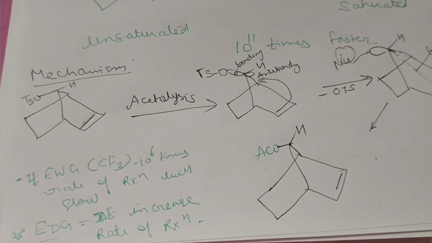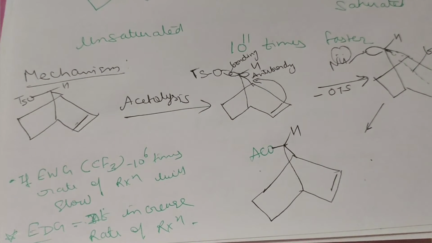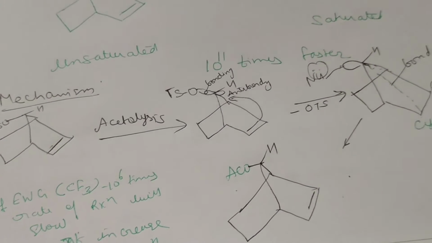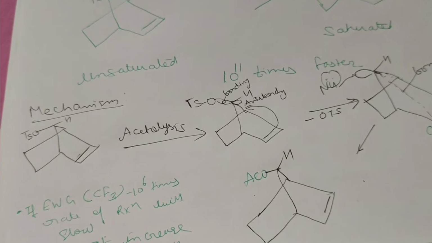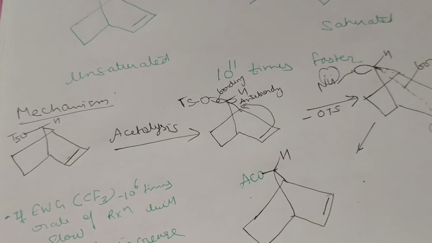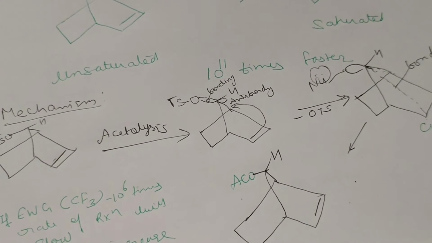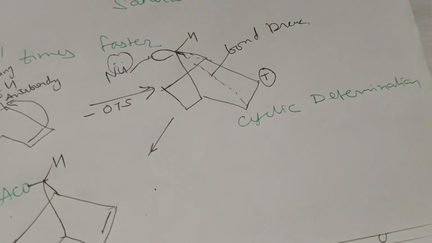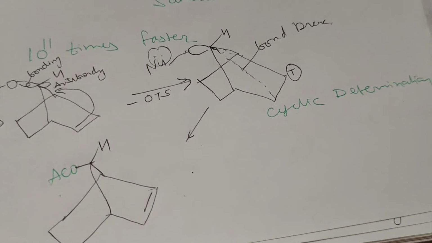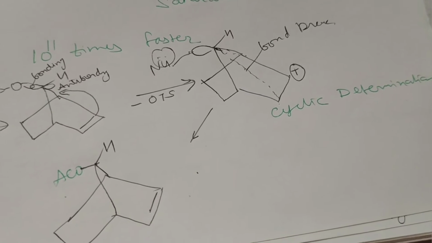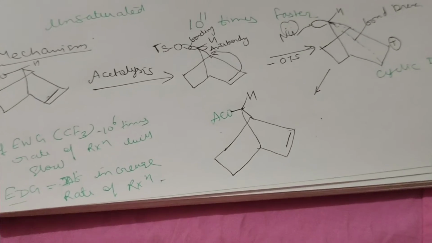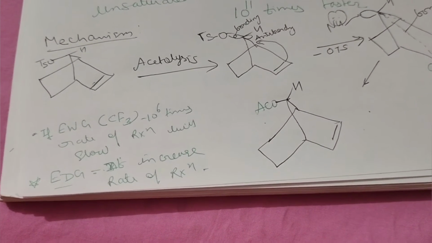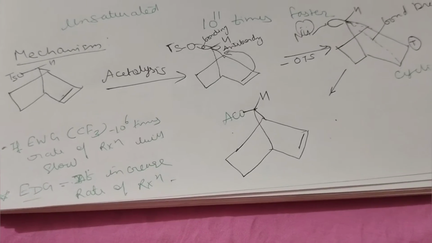So in this compound, the double bond will act as a nucleophile. Now the acetolysis will take place, and the bonding and anti-bonding electrons will be combined over here, and see what happened. This pi electron will create a bond, and step number 3 you have just seen in cyclic determination over there. That means a cyclic transition state will be formed, and finally we will get the retention product, because instead of tosylate, acetolysis will take place and the OAc group will be attached over there.